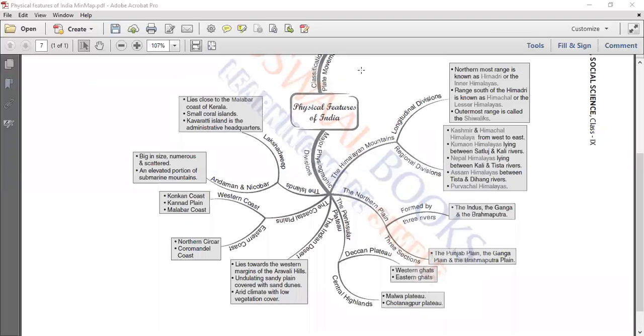And you all have not a really huge chapter, it's a small chapter of physical features. I have outlined the entire chapter for you. Now you should sit and study it thoroughly.